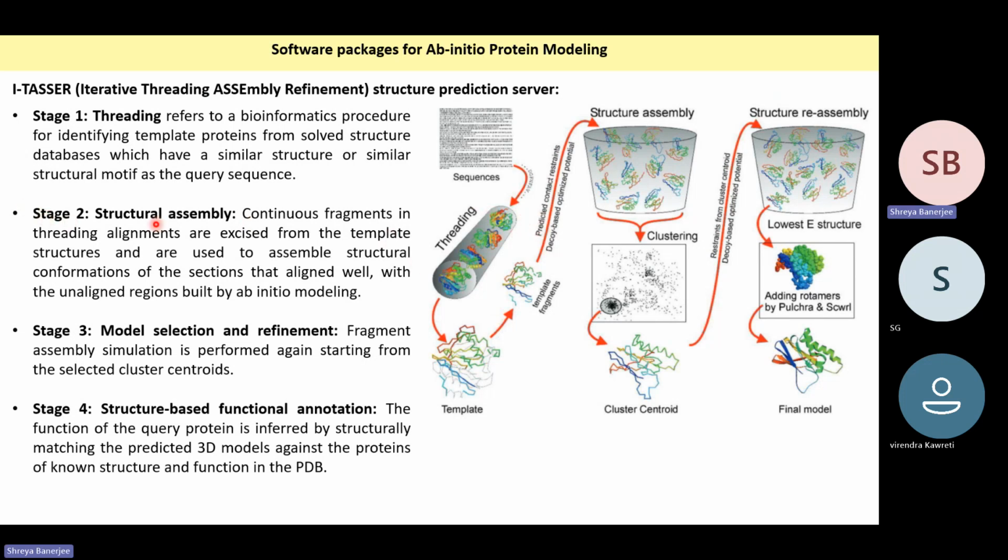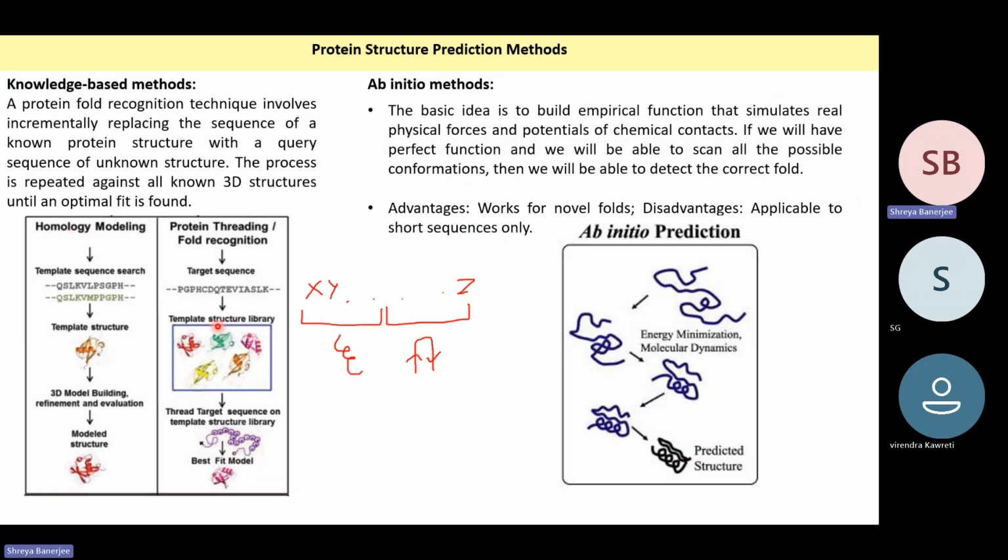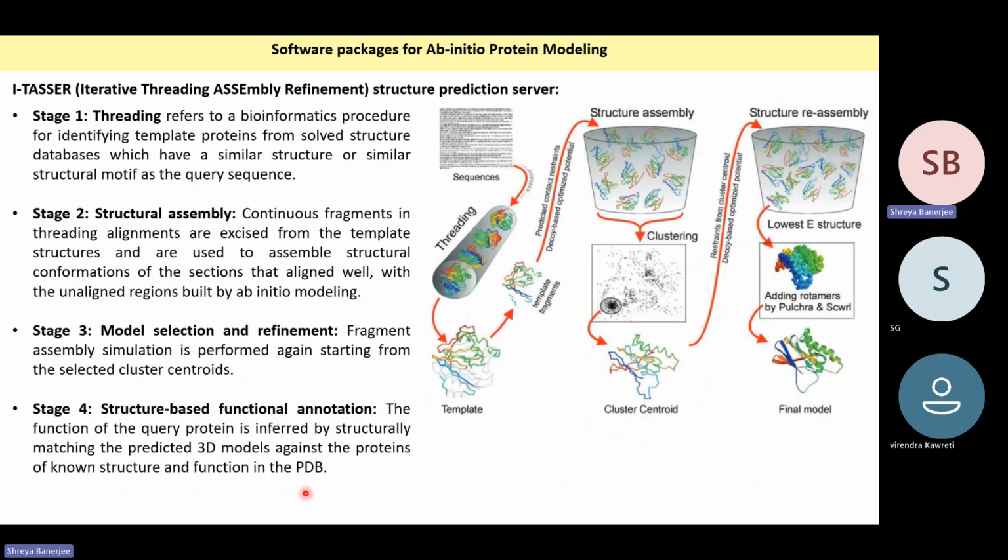The second thing is structural assembly. So continuous fragments in threading alignments are, like I was saying here, the sequences are put together to predict the structure. This is basically what this software is doing. So it is first aligning known sequences with the new sequence, and it is taking fragments of the known sequences which are matching to the new sequence.